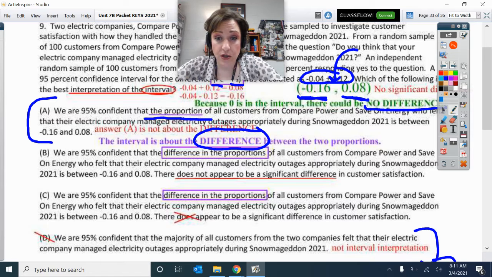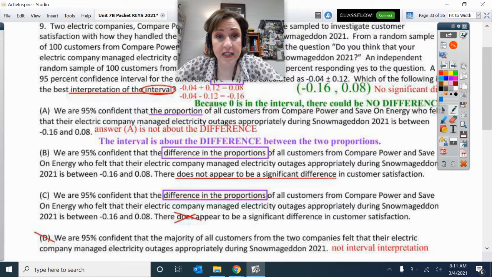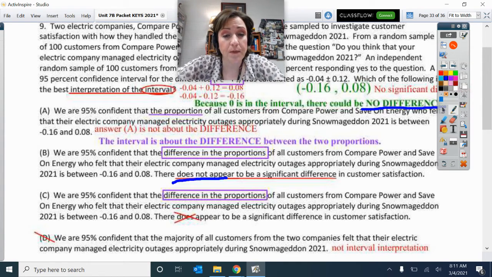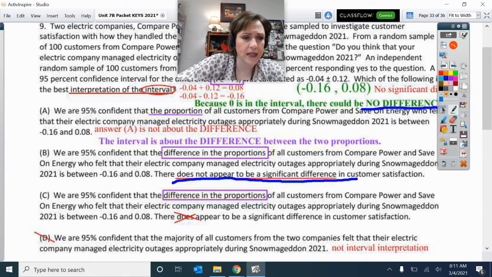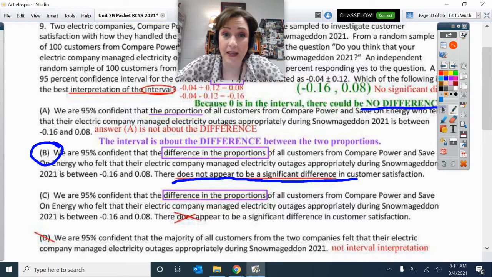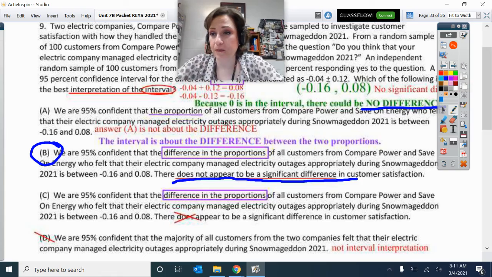And they are almost identical in what they say, with the exception of if there is evidence of a difference or not. So again, because 0 is in there, there does not appear to be evidence of a significant difference. So that one didn't even answer the question. Okay, so that's what makes B the answer to that question.